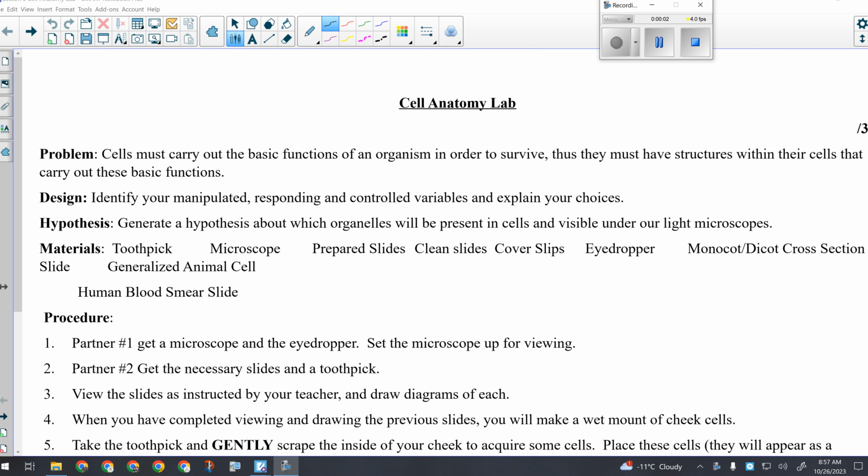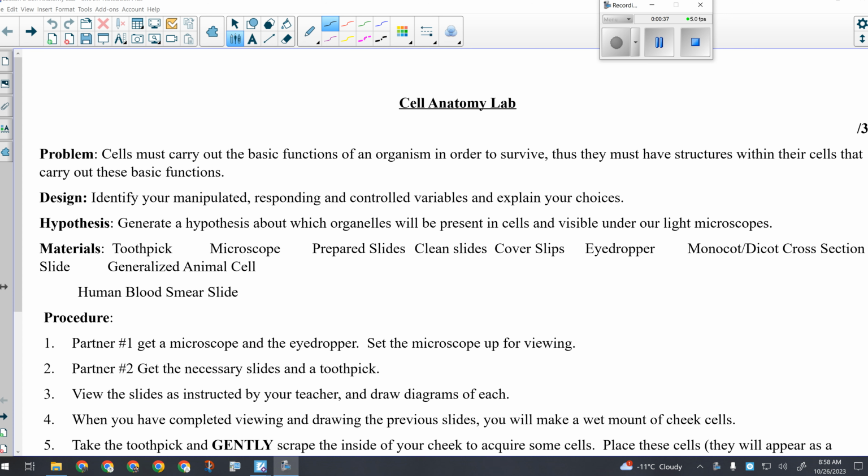All right. So the problem we're investigating here, guys, is that cells, we already know from the cell theory, carry out the basic functions of an organism. What we want to find out is what structures are going to be necessary for them to do that. That is the problem that we are investigating. That needs to be in your own words in the form of a question. So, like, what structures does a cell require to carry out the basic functions of an organism?